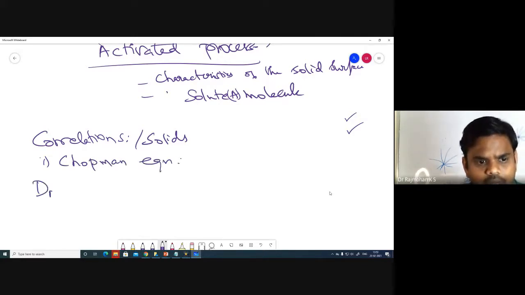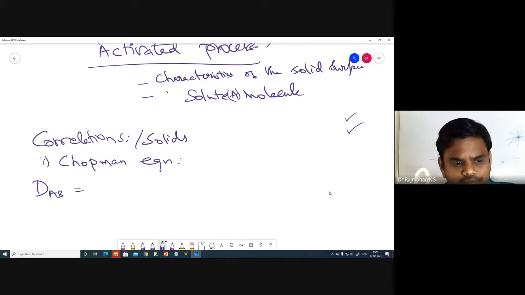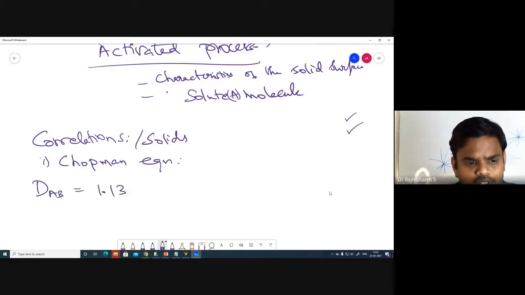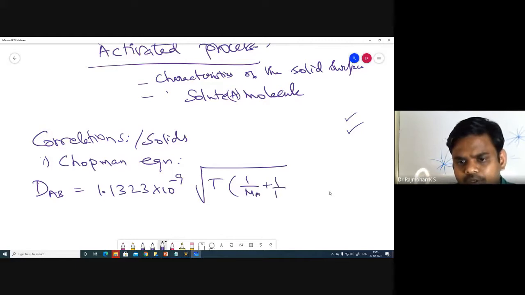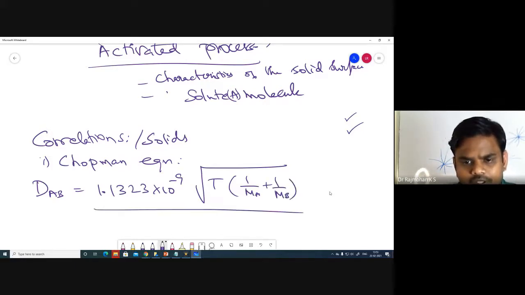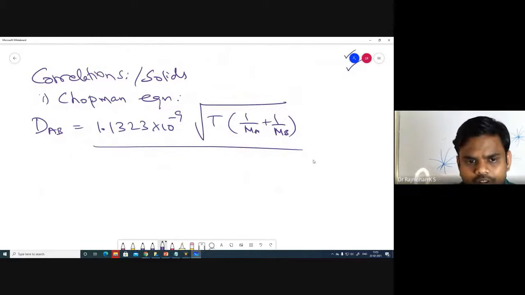So we have DAB equal to 1.1323 into 10 power minus 9 times square root of T into (1 by MA plus 1 by MB). Please note down this equation, as we are going to make use of it to solve the numerical. And the total concentration into the parameter sigma AB, which has a unit of Angstroms, into ID, which is called the collision integral for diffusion, which is dimensionless.